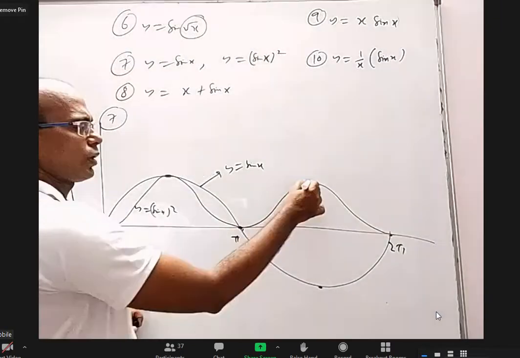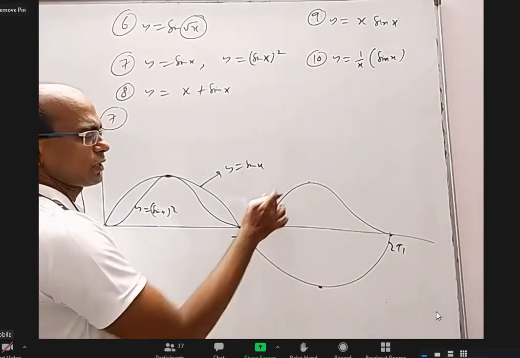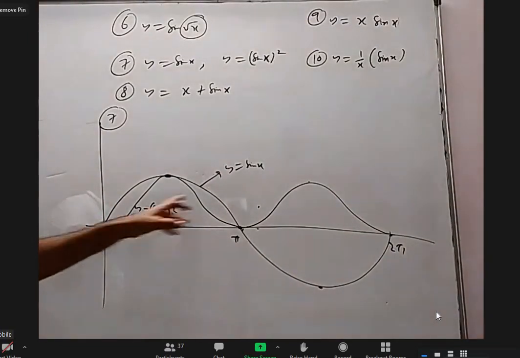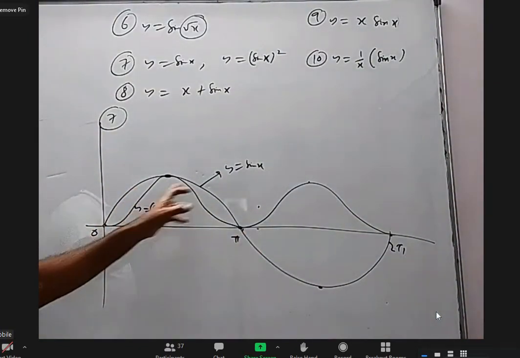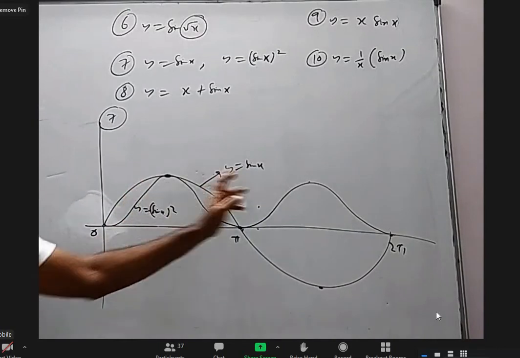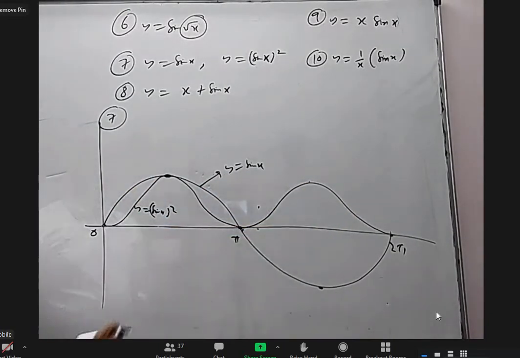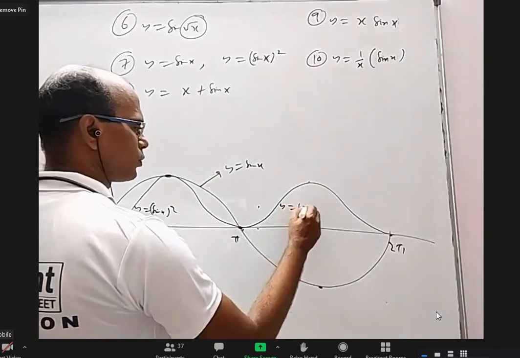0 whole square, 1 whole square, minus 0.1 whole square, minus 1 by 2 whole square. Whatever here, almost similar things here. Here also 1 by 2 whole square, here also 1 by 2 whole square. Here also 1 by root 2 whole square, here also 1 by root 2 whole square. Here also root 3 by 2 whole square, here also root 3 by 2 whole square. So a similar thing will come here. So this is the graph of y equal to sin x whole square.